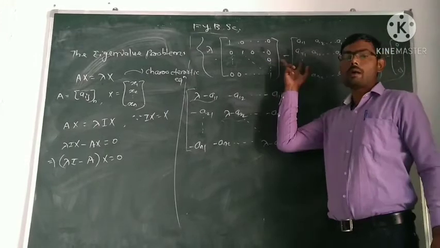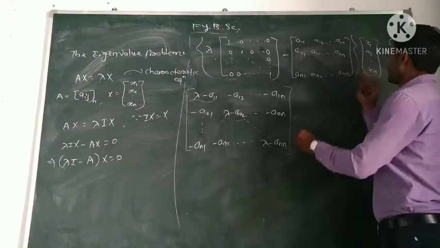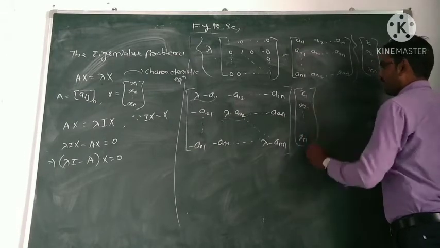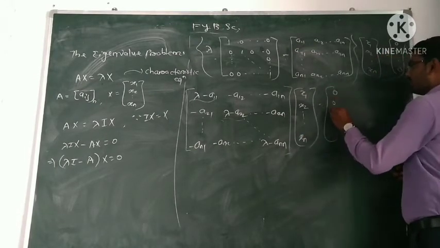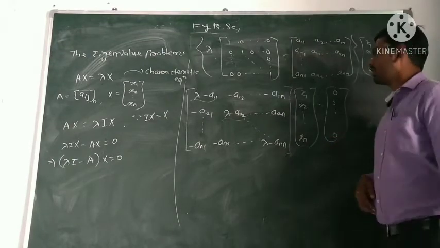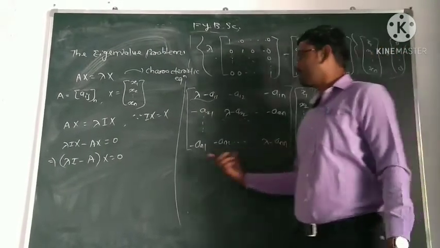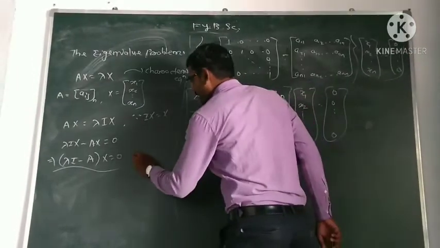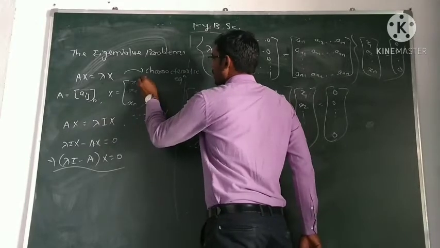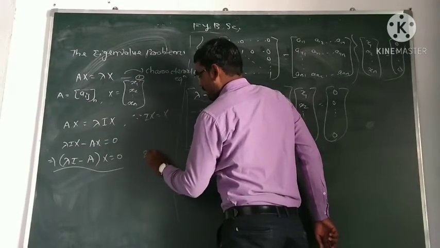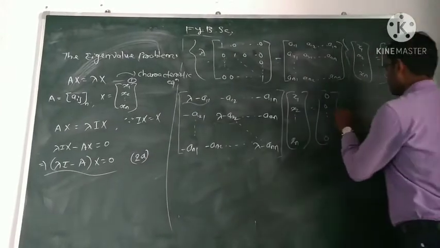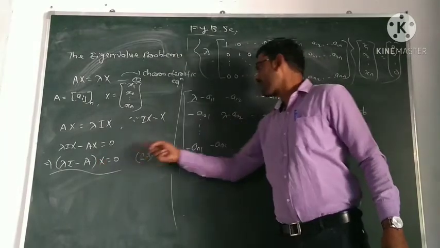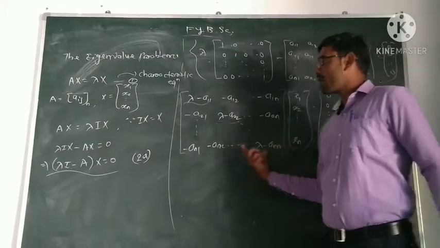After this subtraction we get this matrix multiplied by the column vector x1, x2, up to xn, equal to the 0 vector. This is the form of the equation lambda I minus A into x is equal to 0. We can call this equation 1 and this equation 2. This equation has this form, which is just another form of this equation.